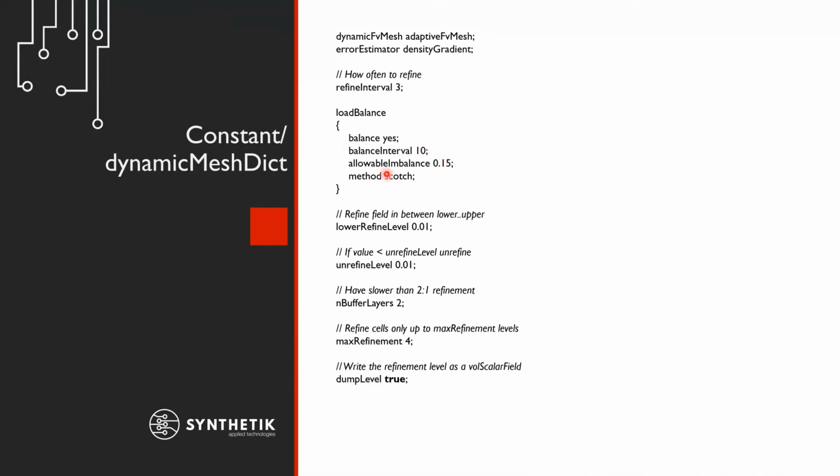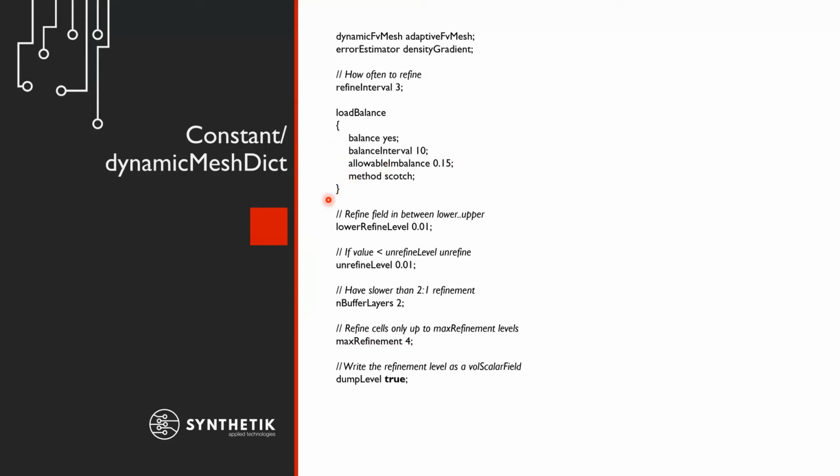So this balance interval is how many refinement steps you take between balances. You can do 10 times the refine interval, basically, so every 30 steps it'll balance. Allowable imbalance will be the maximum deviation from mean as a percent. And then method here, by default it'll use the method you specify in decompose par dict, but you can also specify other methods here.